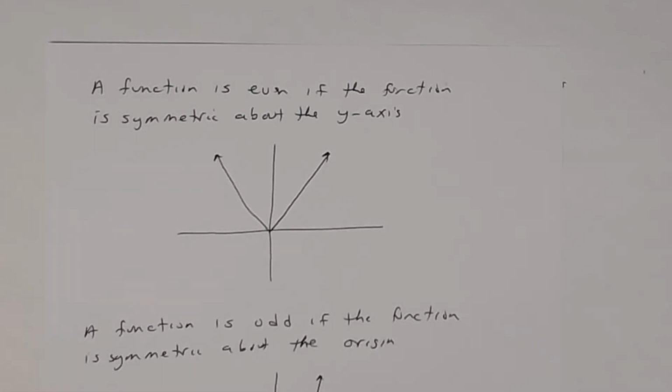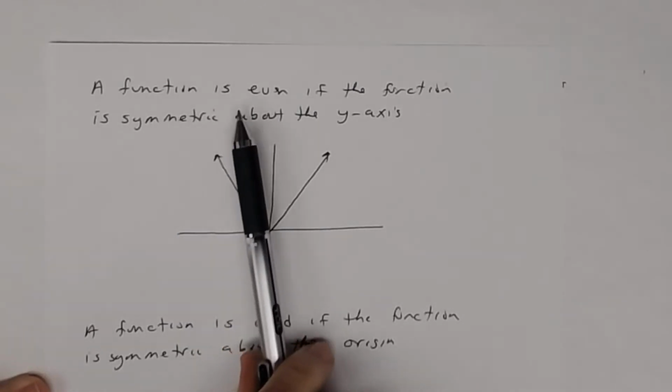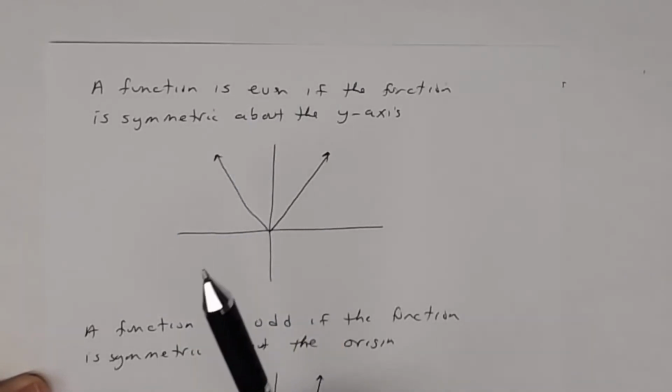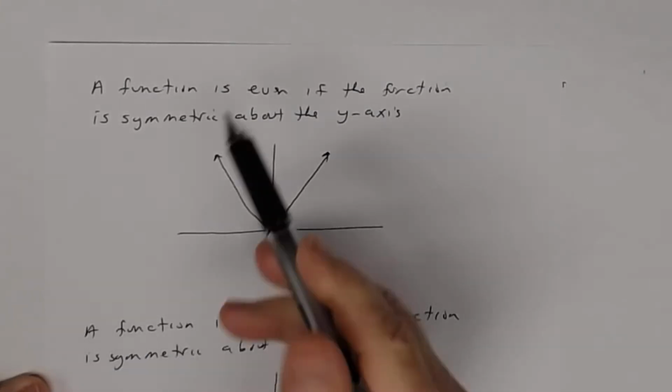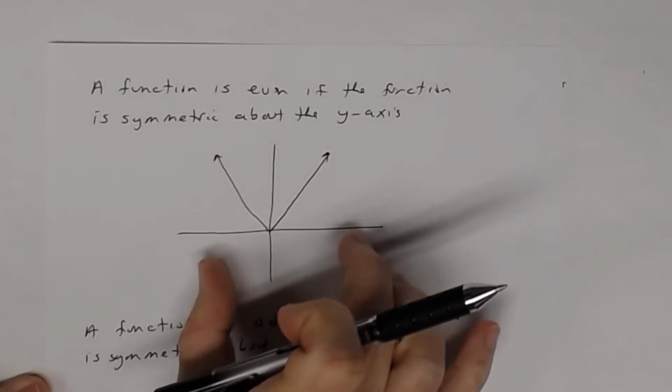All right, so in this lesson, you're going to be given graphs of functions, and you're going to be asked to determine if this function's even, odd, or neither. All right, so a function is an even function if it is symmetrical about the y-axis. So here's an example of an even function.